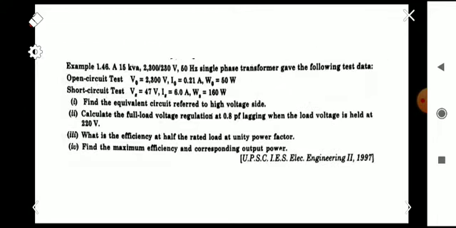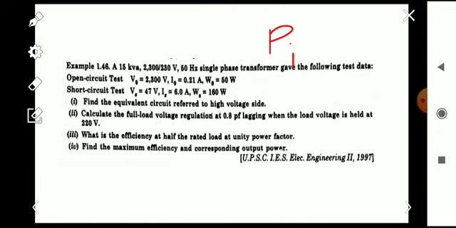So how can we do that? We know that in an open circuit test, the wattmeter reading gives the corresponding iron loss, that is core loss, Pi. Pi is constant for whatever may be the load, so it is 50 watt. And from the short circuit test, the wattmeter reading will be the copper loss corresponding to this 6 ampere.